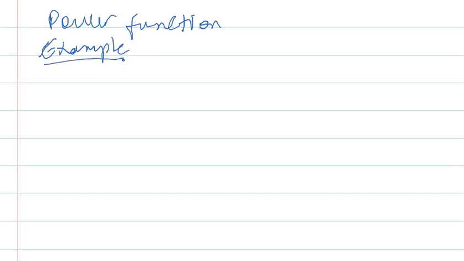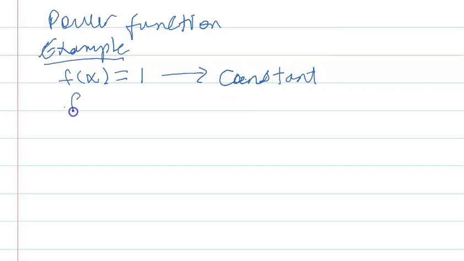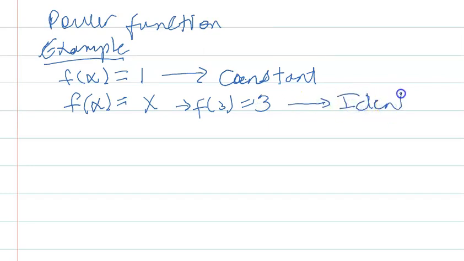Power function. Let's say we have f of x equals 1. f of x equal to 1 is called a constant. See? If we have f of x equals x, that is the same as itself. For example, f of 3 gives 3. What is this called? It is called the identity function.